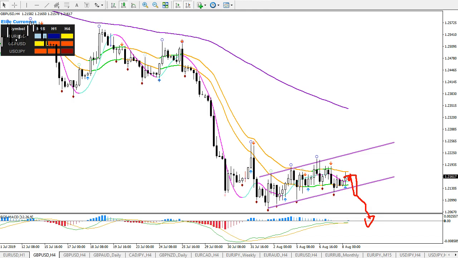But we've got to keep in mind on this 4-hour chart, although it's a very shallow angle, it is slightly trending up at this moment. But it is slightly trending up. This channel, though, is very much looking like a bear flag. The question is, will that bear flag break?